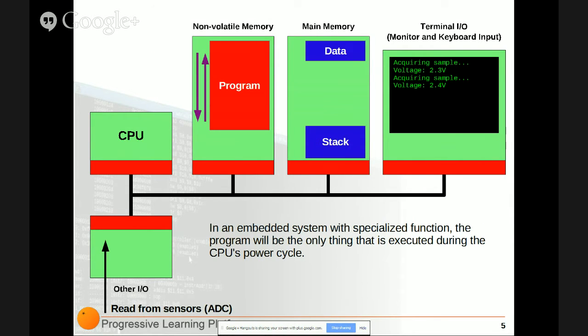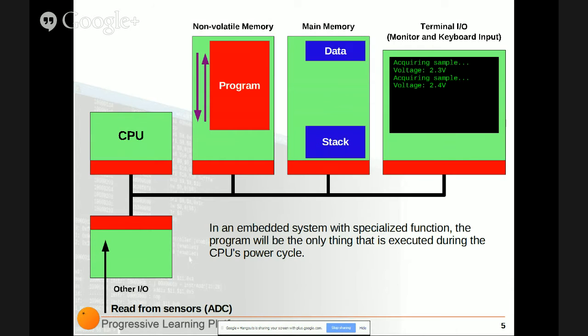For an embedded system, a computer with a specialized function, that's it. You have this set of instructions in your non-volatile memory, and you just repeatedly execute those instructions to achieve whatever function that system is trying to do. For example, in this case, all it does is read values from the sensors through analog to digital conversion, and then display what the value is. So it only does one specific thing.